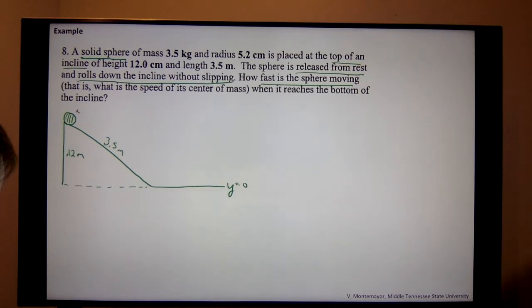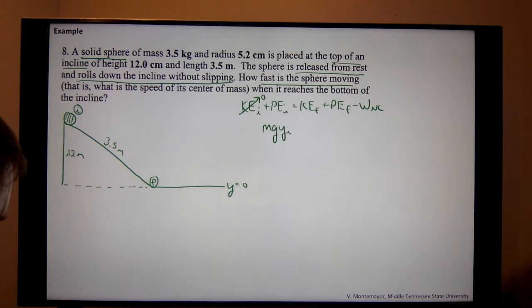We're going to say here at rest is the initial position, right at the bottom is the final position, and we're going to use conservation of energy. So kinetic energy initial plus potential energy initial equals kinetic energy final plus potential energy final minus WNC. If it's not moving in any way, rotating or moving forward at the top, then that kinetic energy is 0, but it does have potential energy equal to m times g times y initial.